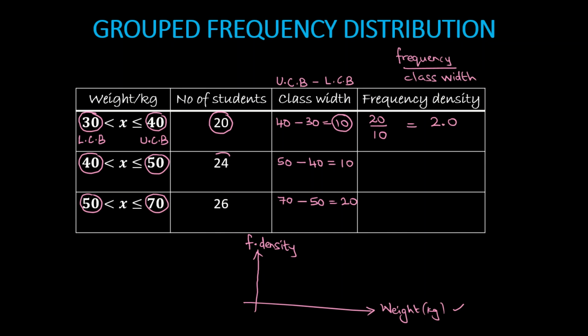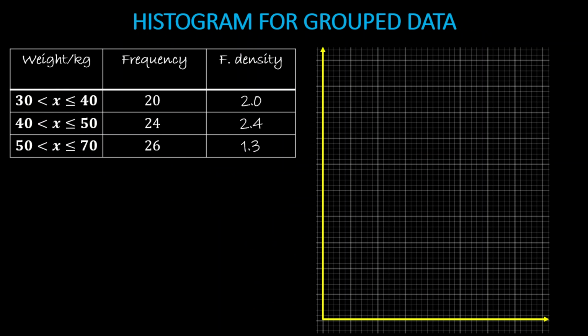For the second interval, the frequency is 24. We divide by the class width, which is 10, which gives a frequency density of 2.4. And the third interval, the frequency is 26. We divide by the class width, 20, which gives 1.3. Right? All we have to do now is to display this information on a histogram. Right? So here we are.